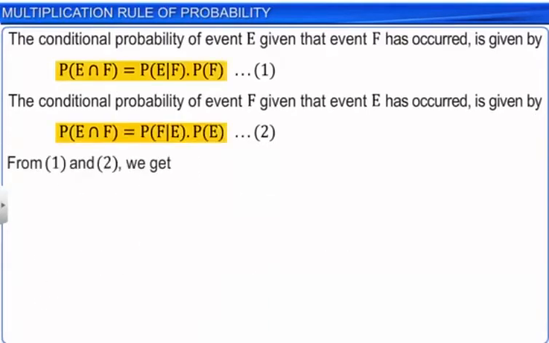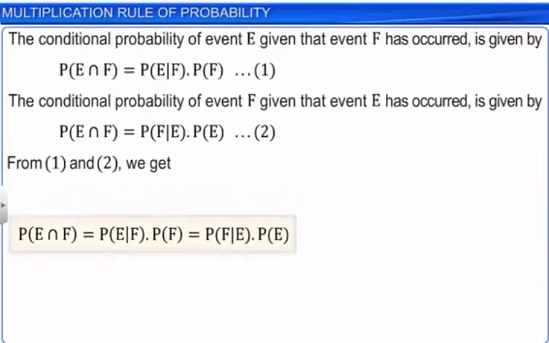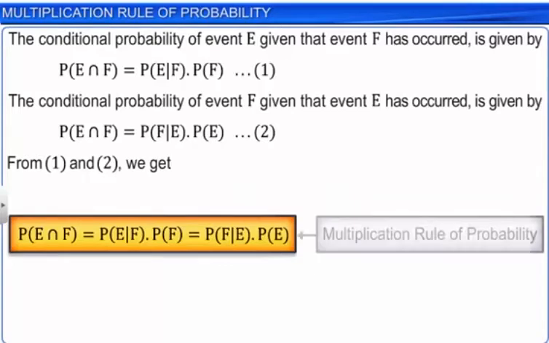From 1 and 2, we get the probability of E intersection F is equal to the probability of E given F into the probability of F. This is further equal to the probability of F given E into the probability of E. This is called the multiplication rule of probability. Let's now look at an example.